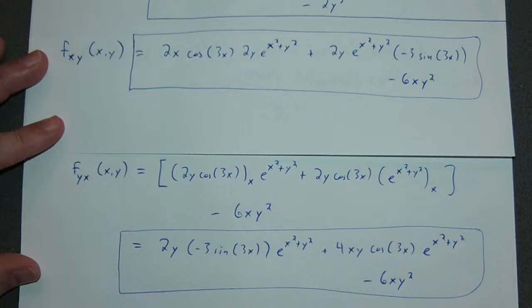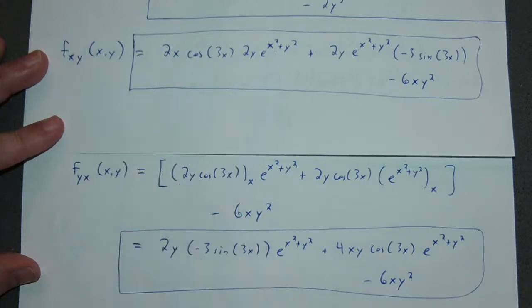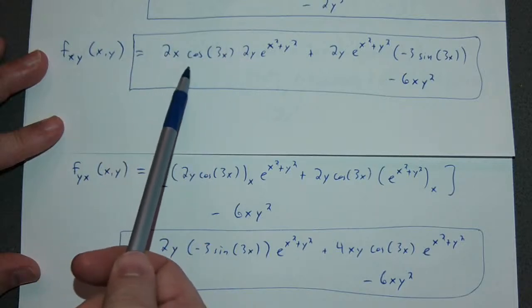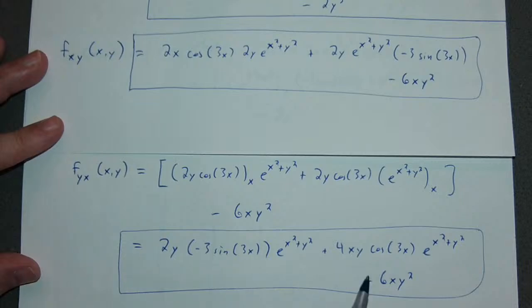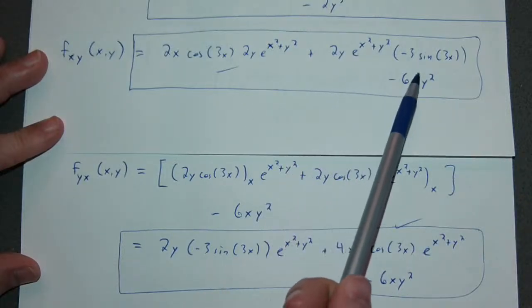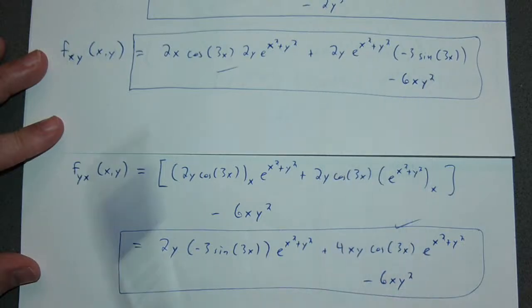Well, let's just compare them term by term. So 2x cosine 3x times 2y e to the x squared plus y squared, if I simplify this, is 4xy cosine of 3x e to the x squared plus y squared, which is here. Then this term is 2y e to the x squared plus y squared times minus 3 sine of 3x. That's really minus 6y e to the x squared plus y squared sine of 3x. Hey, that's exactly the thing that I have here. And then lastly, minus 6xy squared.